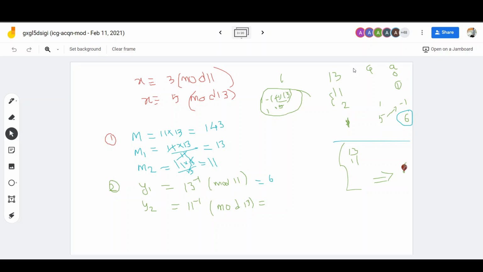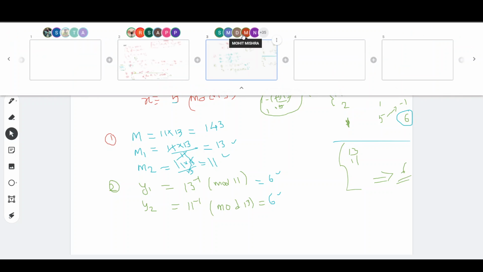6 as the multiplicative inverse value. Suppose 13 is the multiplicative inverse value for 11, then 11 has a multiplicative inverse value of 6 in 13 also. That's why here we'll get the 6 value again. So now what values do we require? We require this value, and these two values. So all the values are with us. That's why we can perform the third step in a very easy way.